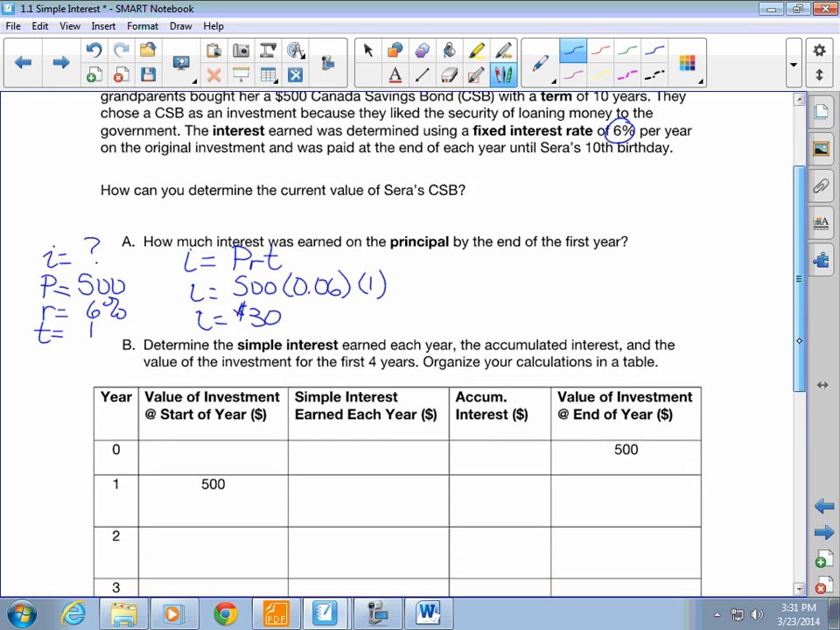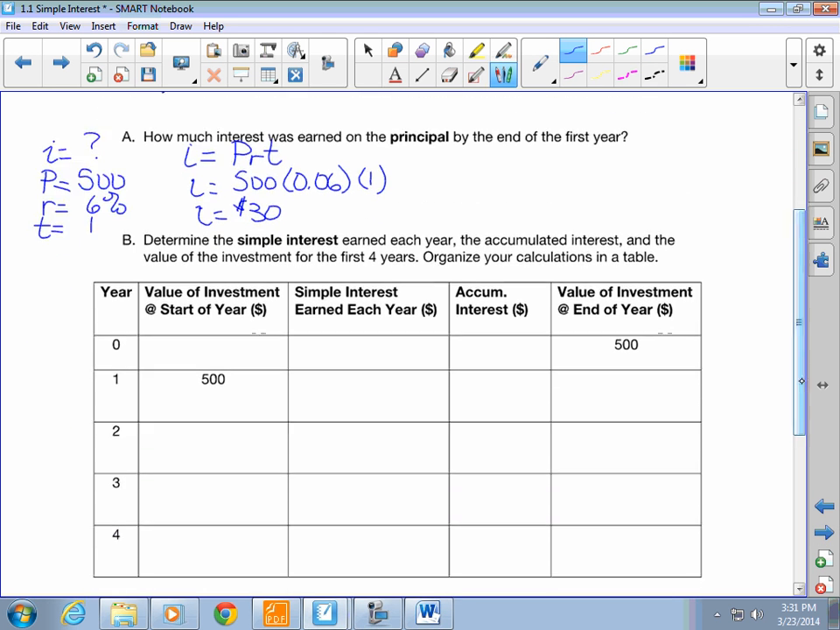So part B says, determine the simple interest earned each year, the accumulated interest, and the value of the investment for the first 4 years. Organize your calculation in a table. So the very first year, year 0, they put the money in. Value of investment at the start of the year, they haven't invested money yet. Simple interest earned, none. Accumulated interest, none. Value of the investment at end of year, $500. So they just started this.